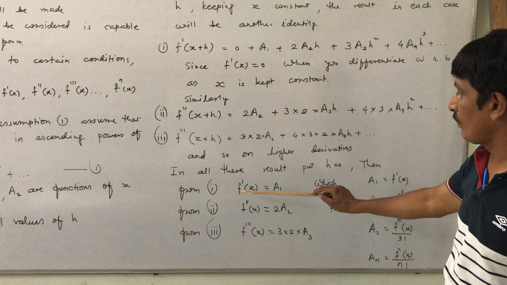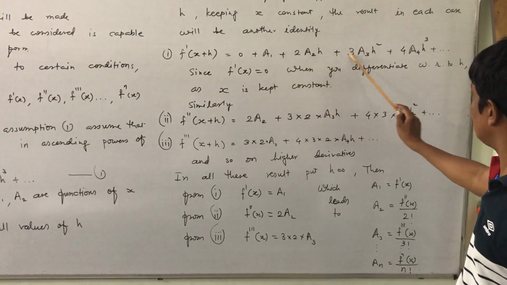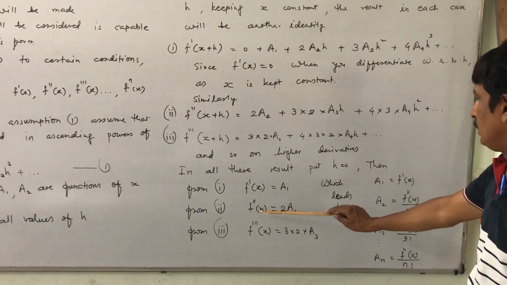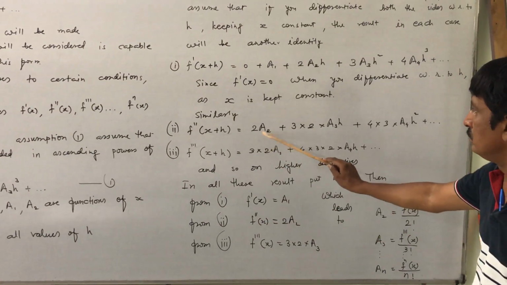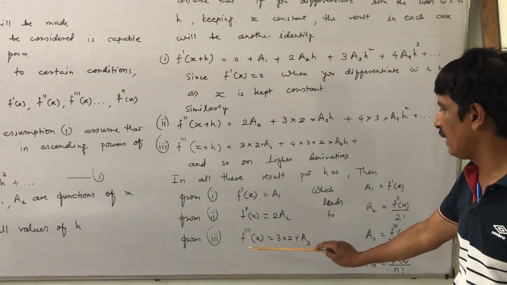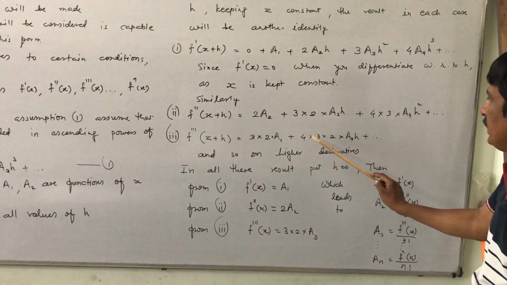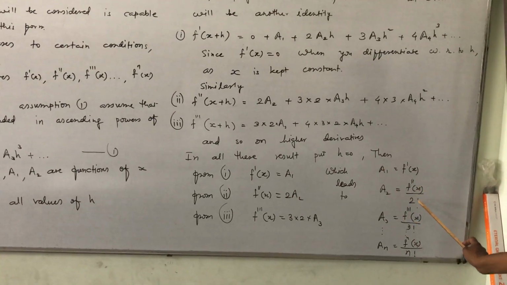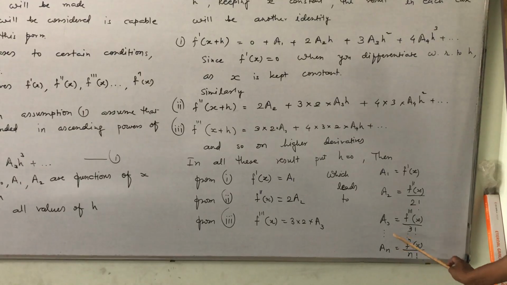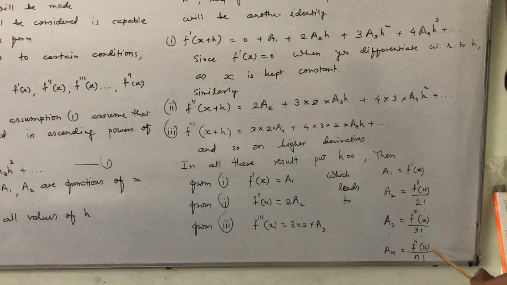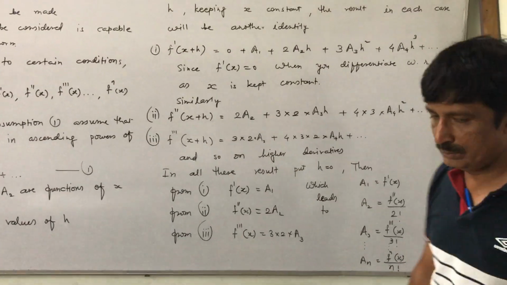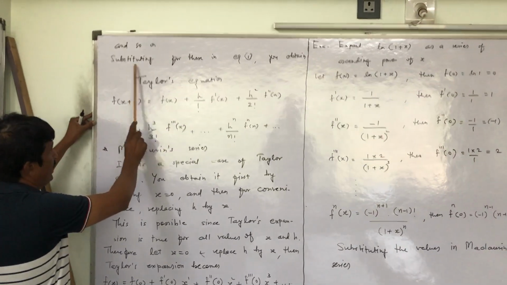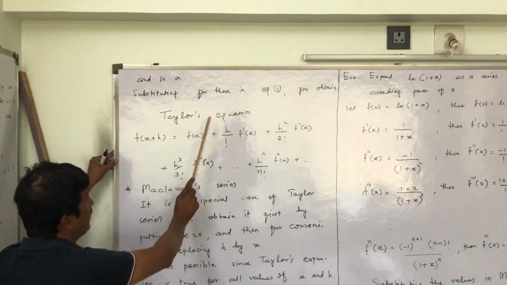From equation 1, f'(x) is a1, since all the rest of the terms contain h. f''(x) is 2a2. f'''(x) is 3·2·a3, and the other terms are 0. So a1 is f'(x), a2 is f''(x)/2!, a3 is f'''(x)/3!, and so on. an is the nth derivative of f(x) upon n factorial. Now substituting for these in equation 1, you obtain Taylor's expansion.